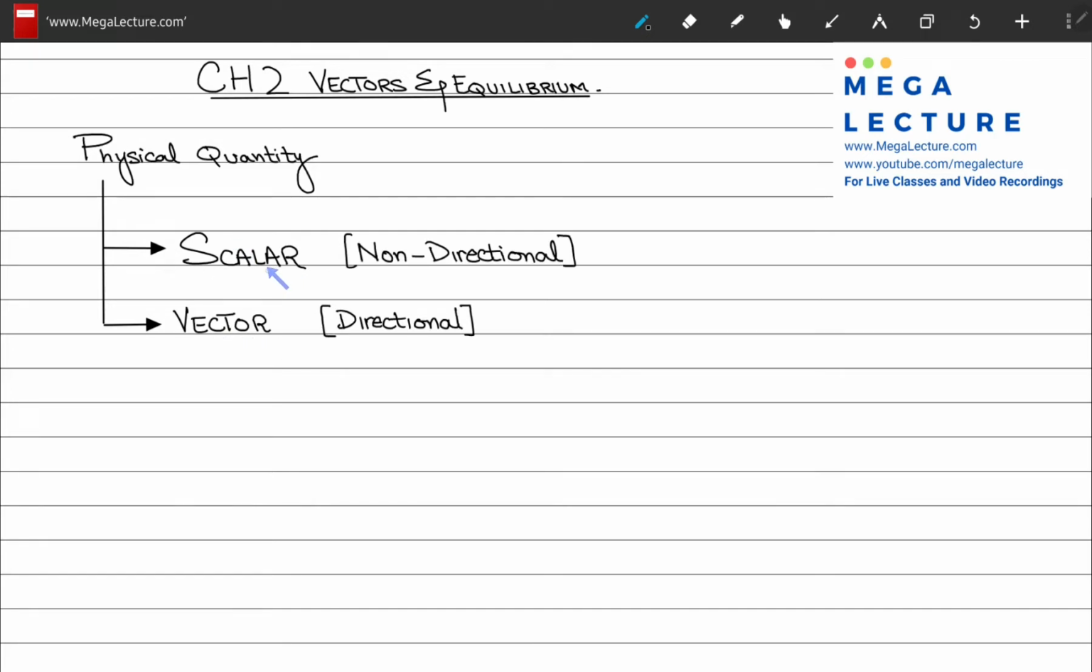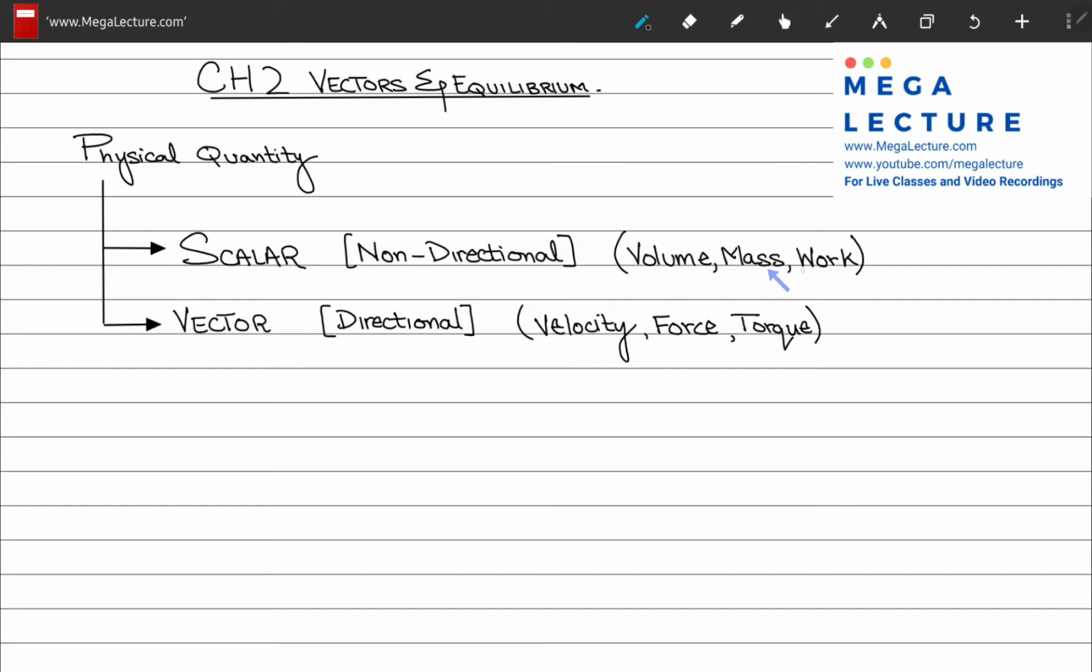Now, a scalar quantity may be defined as something that has a magnitude but no specific direction at all. So, hence, we say non-directional quantity, while a vector quantity is something that has both magnitude and also a direction, hence the term directional quantity.